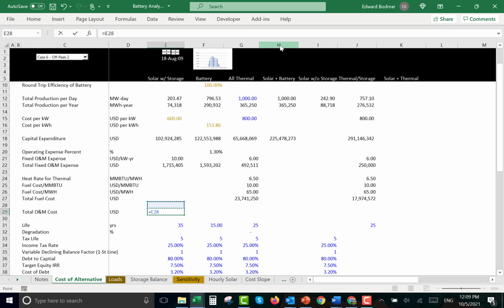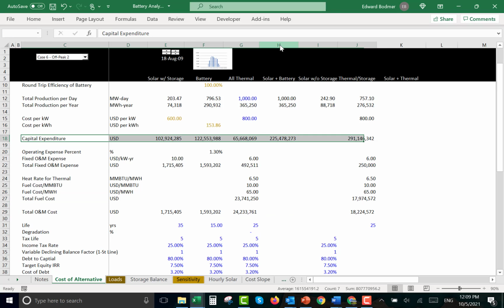And for our solar and our battery, we don't have any fuel. That's why it's so good for the environment and everything else. And then we can go, we've kind of got the big items here.